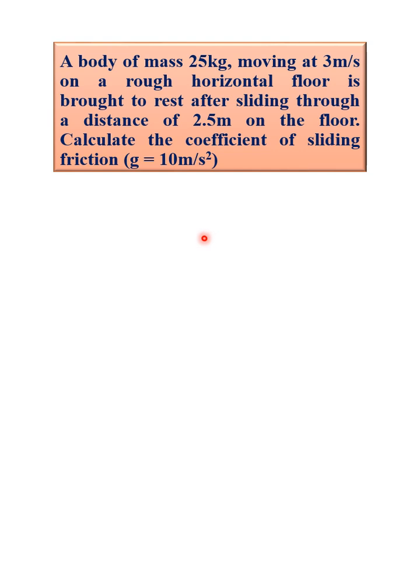So in the usual fashion, we're just going to sort out the parameters for this question. We are told that the mass of the body is 25 kg and the body was moving at an initial velocity u equals 3 meters per second, and it was brought to rest, which means the final velocity is 0 after covering a distance s equals 2.5 meters. We are given that the acceleration due to gravity is 10 meters per second square, which will help us determine the weight of the mass, and then we have to calculate the coefficient of sliding friction, mu.